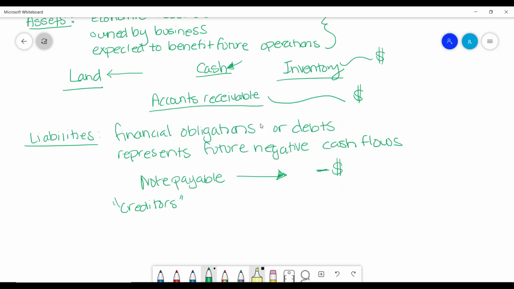Just keep in mind that liabilities also represent claims against the borrower's assets. So if a loan isn't repaid, then they have a claim to the company's assets that we talked about just a couple of moments ago.